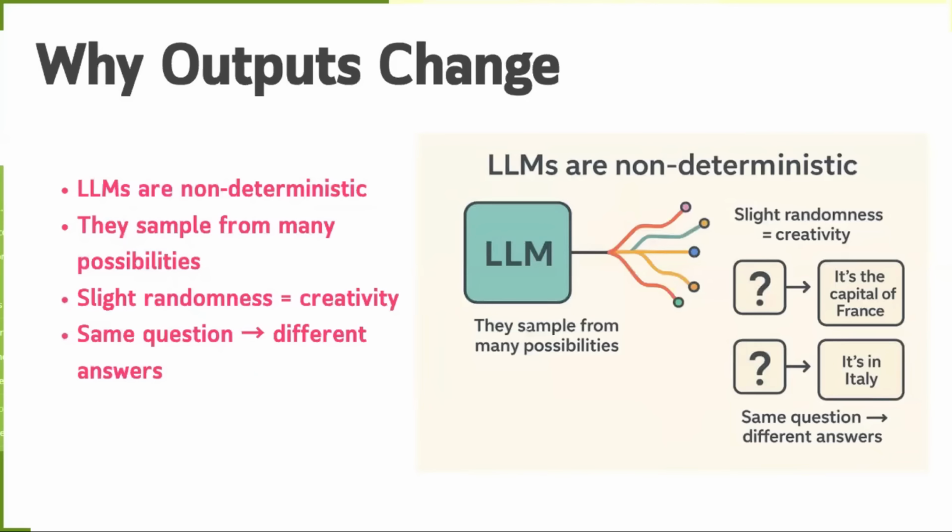You might notice that the same question doesn't always produce the same answer. That's because these models are non-deterministic. They sample from many possible next tokens. This randomness is what makes them creative and also unpredictable.